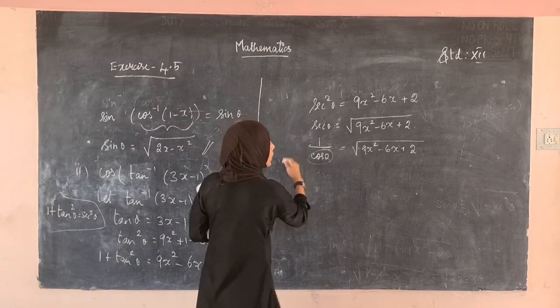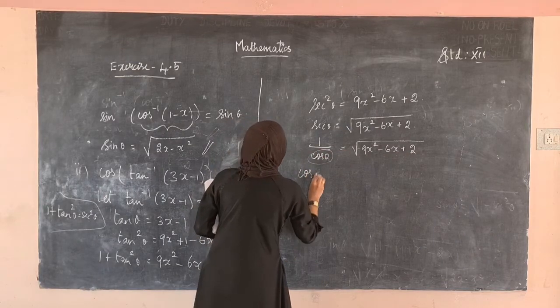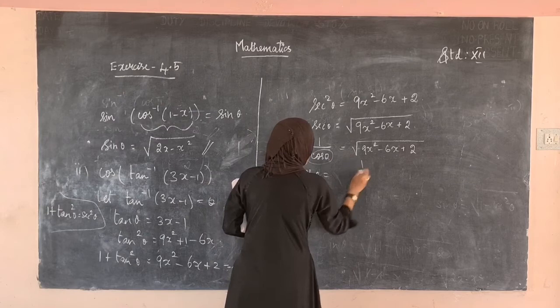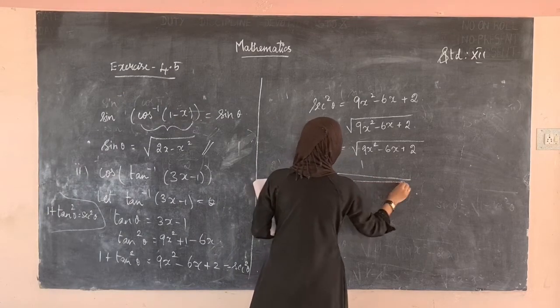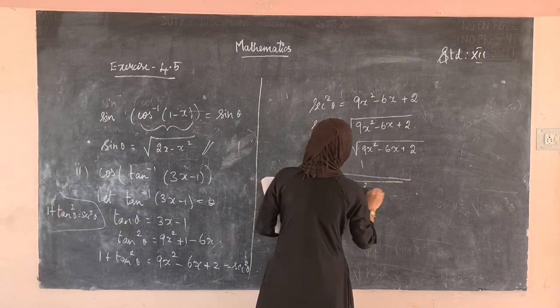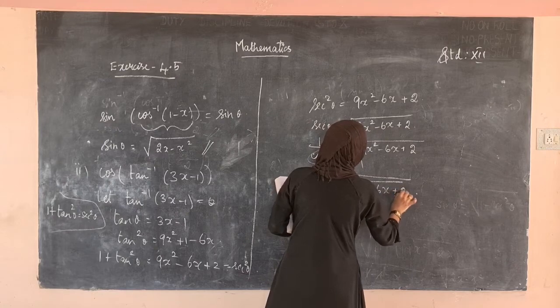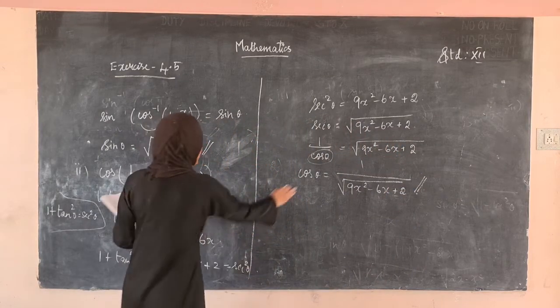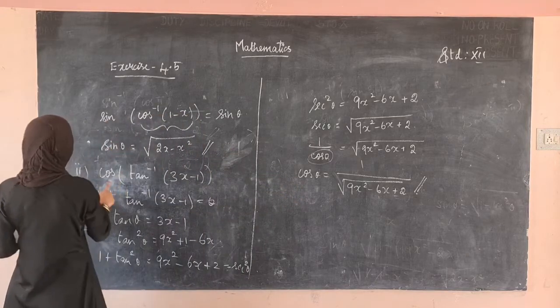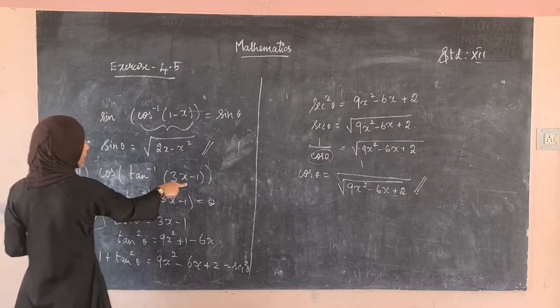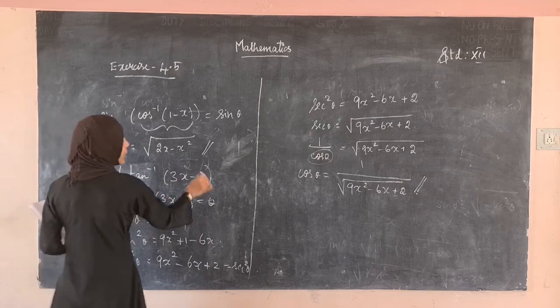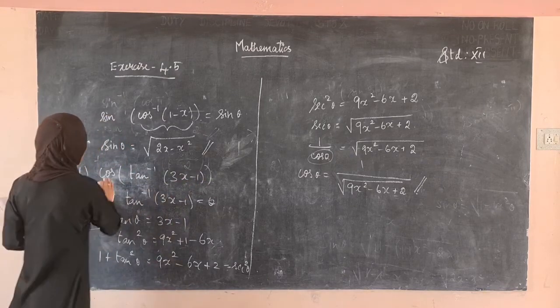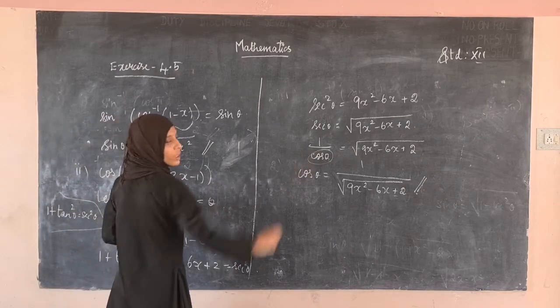Therefore, reciprocating on both sides, cos theta will be equal to 1 divided by root of 9x square minus 6x plus 2. This is what we have to find, right? Cos of tan inverse of 3x minus 1. We have taken tan inverse of 3x minus 1 as theta. Therefore, cos theta will be equal to this value.